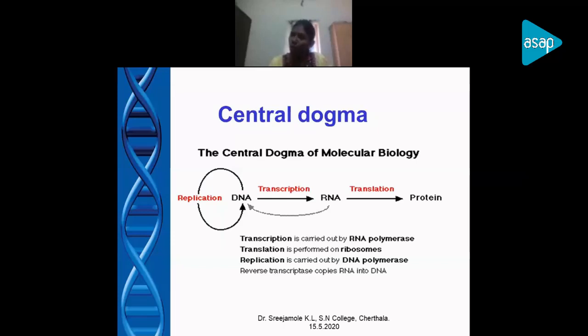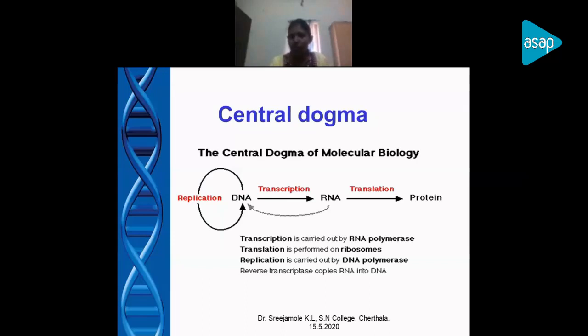Not all parts of the DNA get transcribed to RNA. Only some portions are transcribed to RNA, which are known as the genes, and that is assisted by the enzyme known as RNA polymerase. The transcript formed after transcription from DNA to RNA, the mRNA, is then translated to proteins. And these proteins have so many functions in the cell. So that's the overall concept of the central dogma.